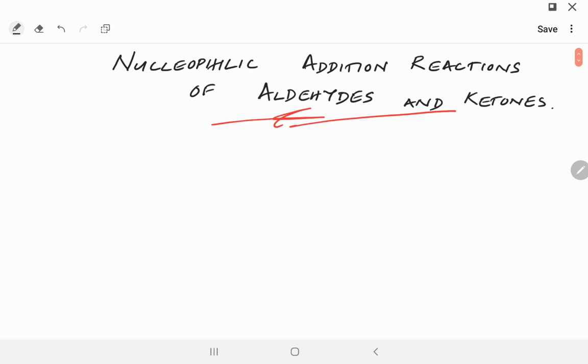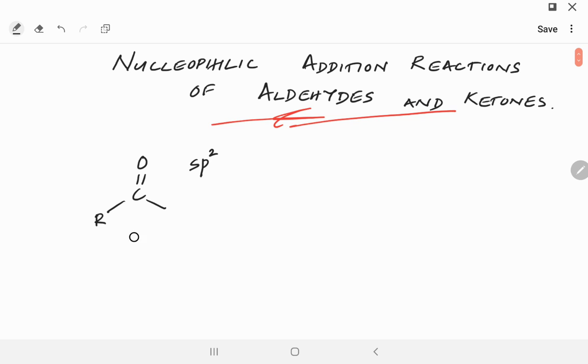So first of all, let's talk about why there are nucleophilic addition reactions of aldehydes and ketones. Both aldehydes and ketones, as you know, share a carbonyl group, which is sp2 hybridized, right? So the carbon, oxygen and the R groups are all on the same plane.